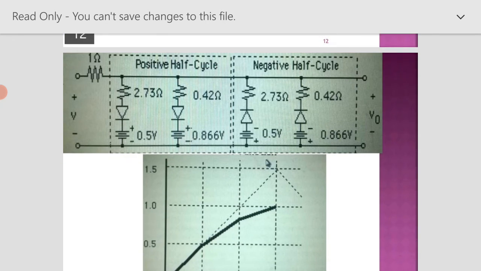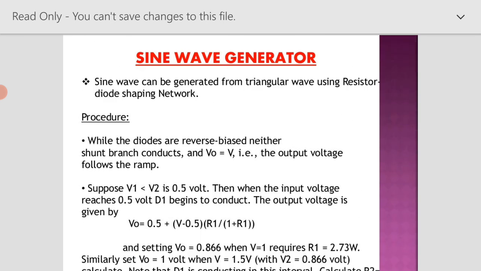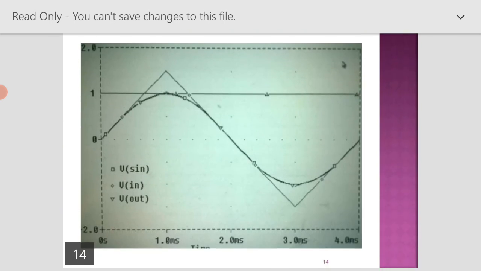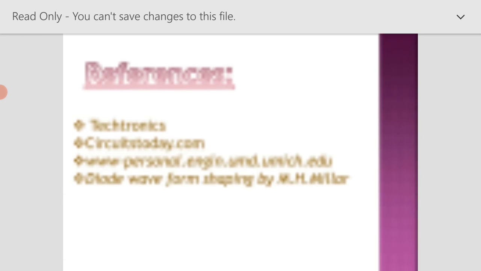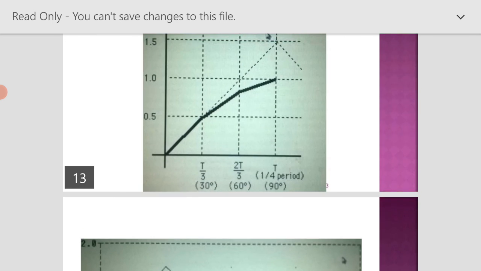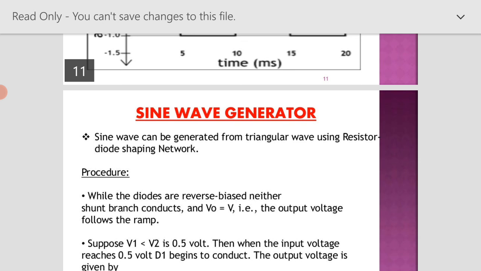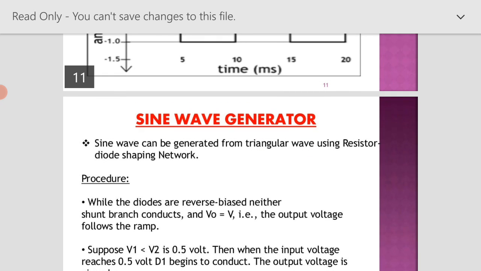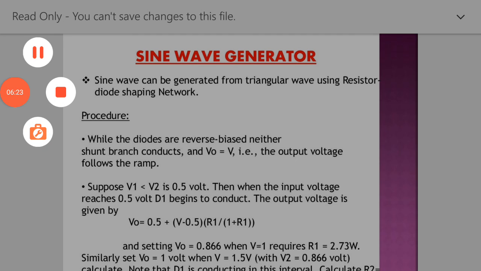As shown in the slide, this is the graph of the sine wave generator, where Vin and Vout are shown. In this way, in this video lecture, we saw the square wave generator and the sine wave generator, the main functions of a function generator.